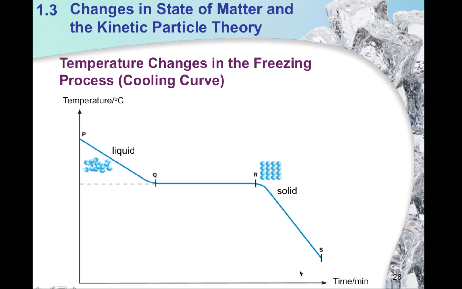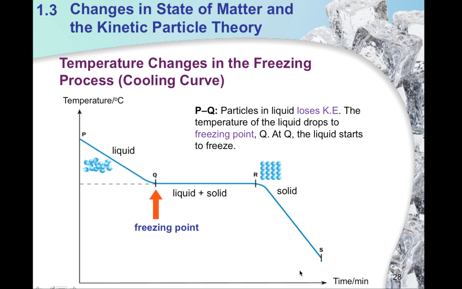The cooling curve denotes this particular arrangement, where the explanation is also the same. From P to Q, particles in the liquid will lose kinetic energy. The temperature of the liquid drops to the freezing point, and at Q, the liquid will start to freeze.